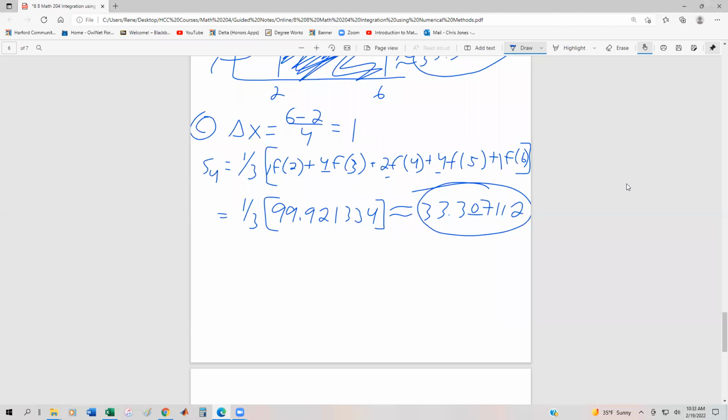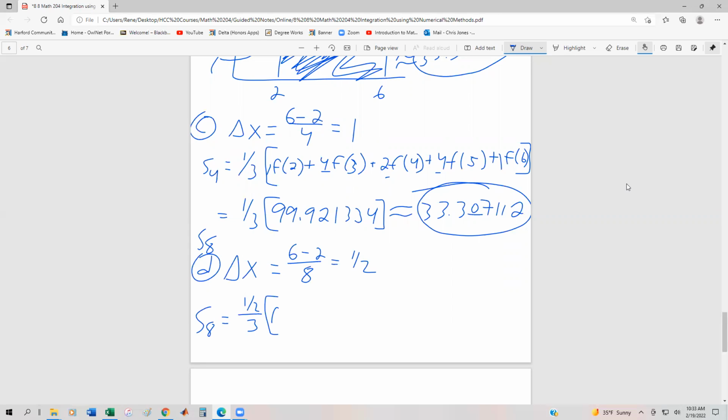Let's do the same thing. So for D, we're going to find S8. We're going to change our delta x. So delta x is going to be 6 minus 2 over 8. That's going to be a half, right? And so our S8 approximation is going to be equal to delta x over 3, so a half over 3.